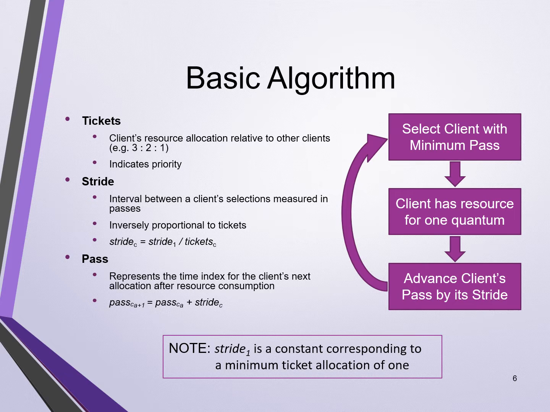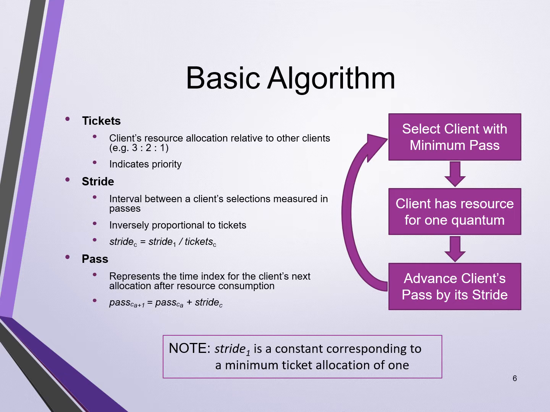The client stride is inversely proportional to its number of tickets and represents the interval between selections, and this is measured in passes. We could accurately represent stride as just a reciprocal of tickets. However, Waldspurger believes the use of a high-precision integer for strides is more efficient. Because of relativity and the use of discrete quanta for time slices, he uses a large constant, stride sub 1, to represent stride as an integer corresponding to a minimum ticket allocation of 1.